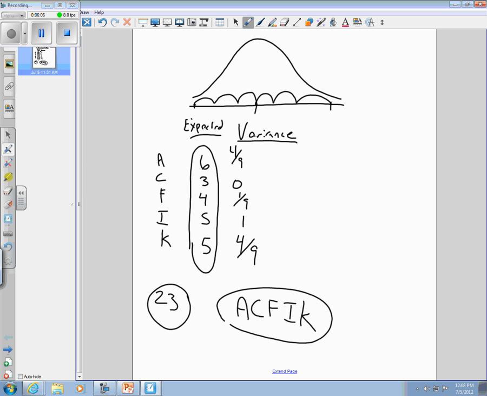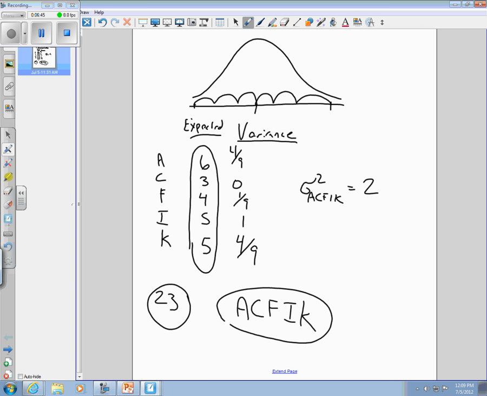Okay, so the variance of the critical path, A, C, F, I, K, is going to equal 2. Where'd the 2 come from? 4/9 plus 0 plus 1/9 plus 1 plus 4/9. So the variance of the duration of the critical path is 2, and the expected duration of the critical path is 23. Simply the expected durations of the activities summed.